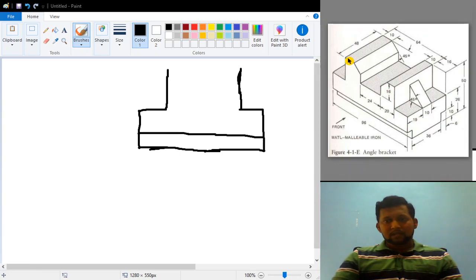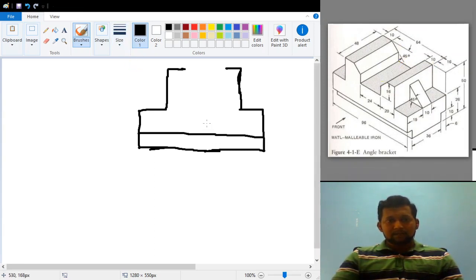And after that, what is this horizontal distance? It is 10 mm here, as well as here also it is equal to 10 mm. So I am going to draw 10 mm here, and 10 mm here. After that we have some inclined line, and its inclination is also given here. That inclination is 45 degrees.